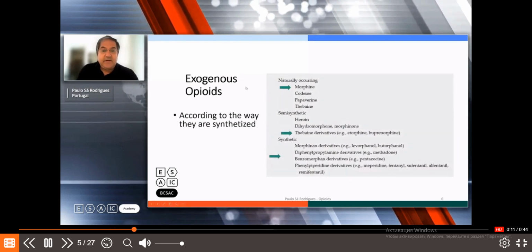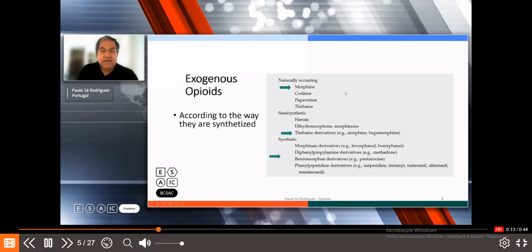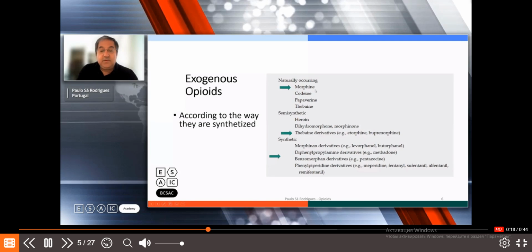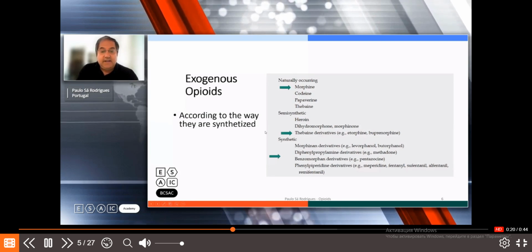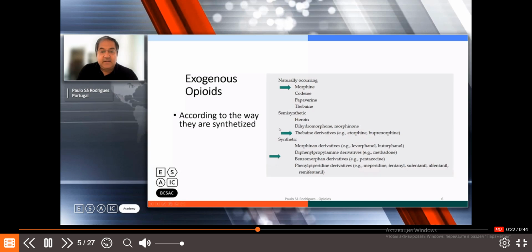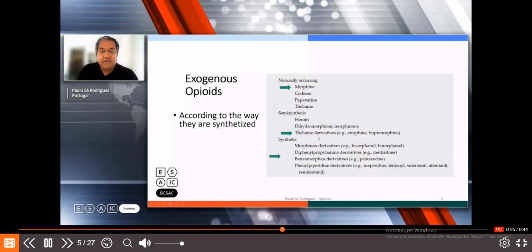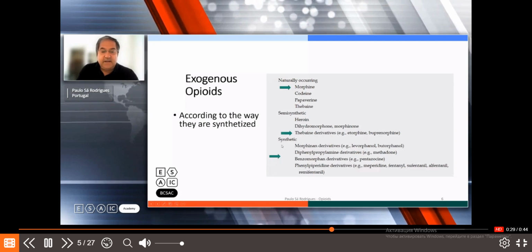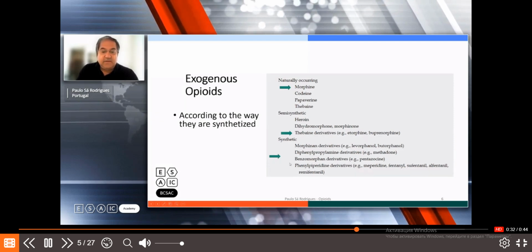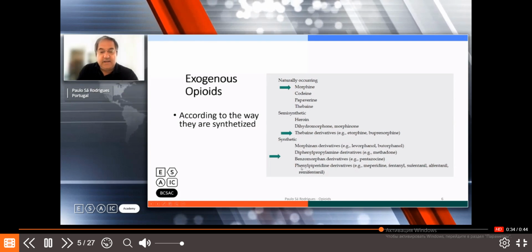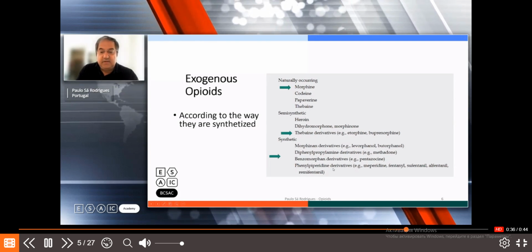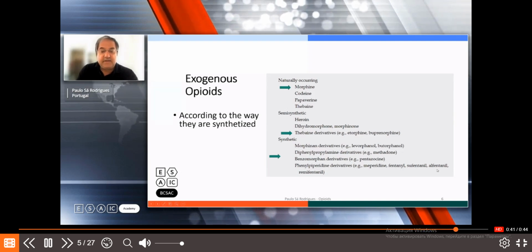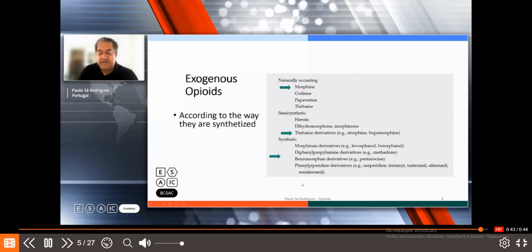For instance, regarding exogenous opioids and the way they are synthesized, they may be classified as naturally occurring, and the one, as I said before, most used is morphine. And then there are the semi-synthetic, like the thebaine derivatives, etorphine and buprenorphine, and the ones that are fully synthetic. And these are the ones that we most use today, mainly the phenylpiperidine derivatives, such as meperidine, fentanyl, sufentanil, alfentanil, and remifentanil.